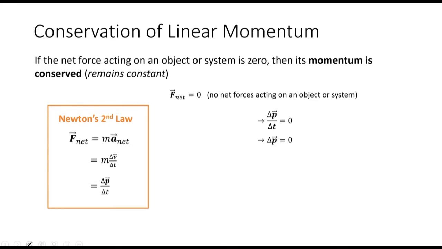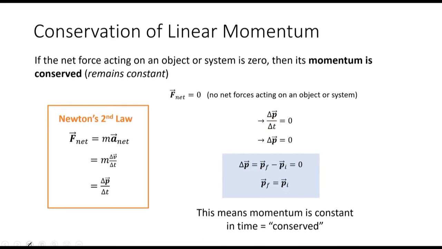In general, we say the net force acting on an object or a system, the net external force, is 0. Then you can see directly from Newton's second law that delta P over delta T must be 0. Multiplying both sides by delta T, we get delta P equals 0. And so delta P is really just P final minus P initial. So then rearranging, we get P final is equal to P initial, or in other words, the momentum must be constant, or we would also say conserved.